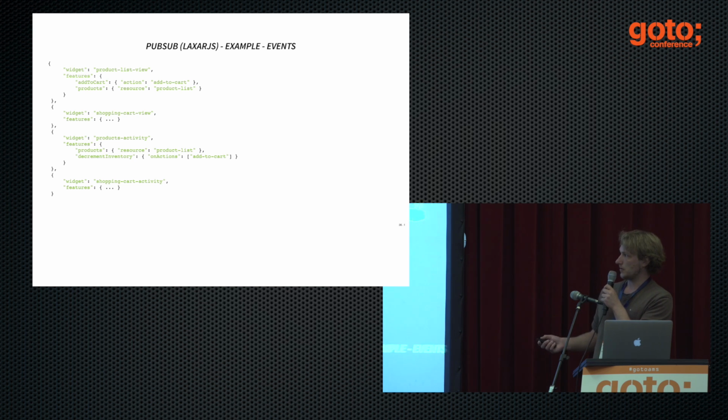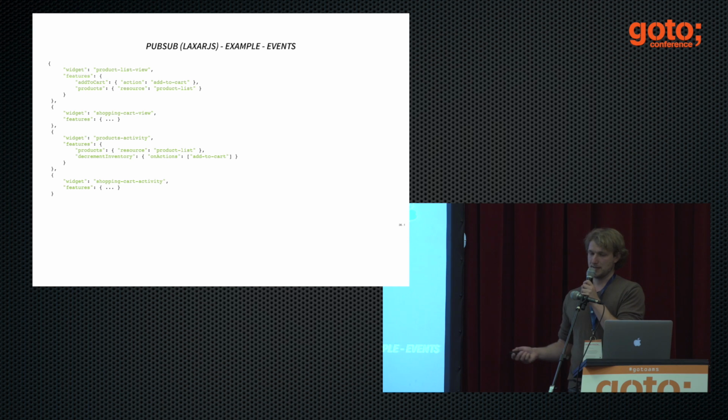And the configuration looks like this. We have this list view component for products, and for the add to cart feature, there's an action configured, and that's this add-to-cart action. And the same action is configured on the activity that manages the state. And it says, okay, decrement your inventory, use that feature when you receive this add-to-cart action. So the product's activity doesn't even need to know that there's a shopping cart, actually. It's just wired to this action on the fly at configuration time. So it could also be invoked by some other event.